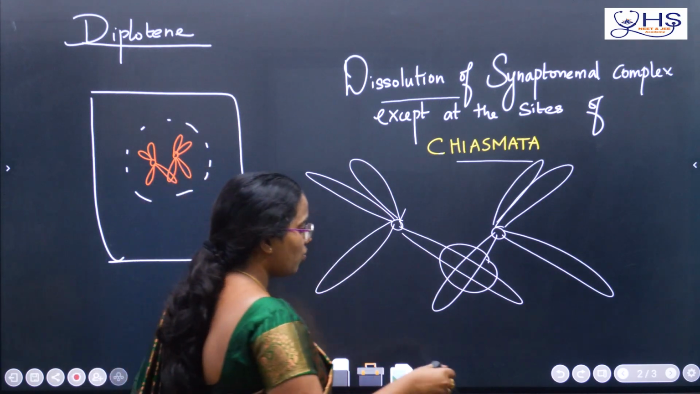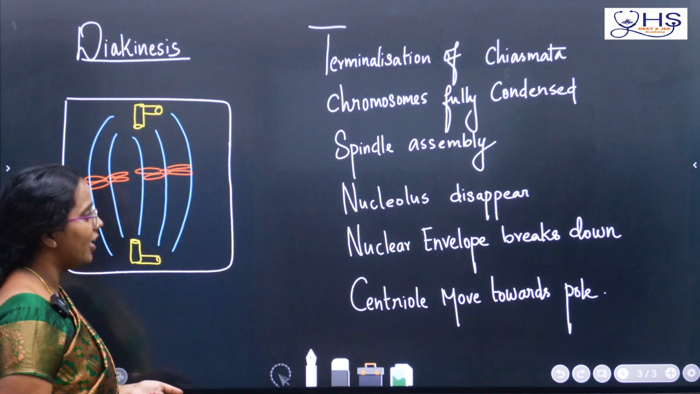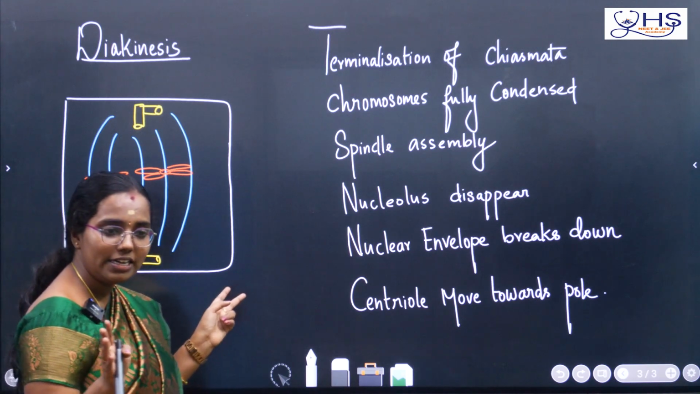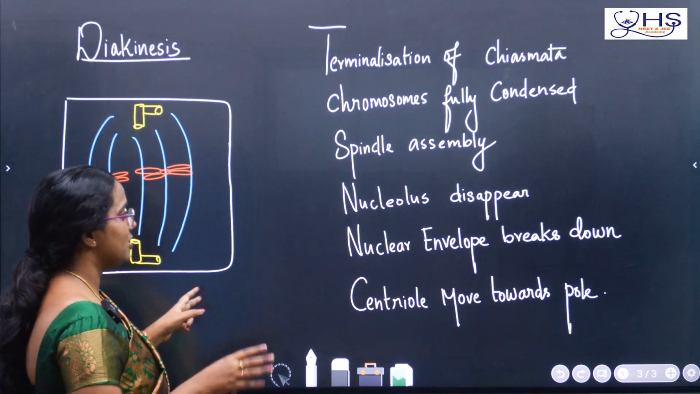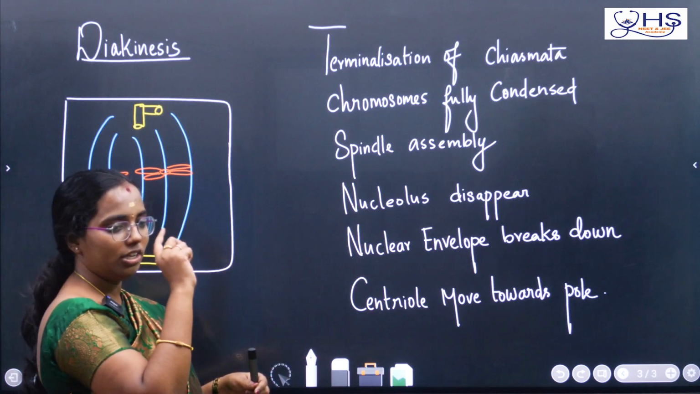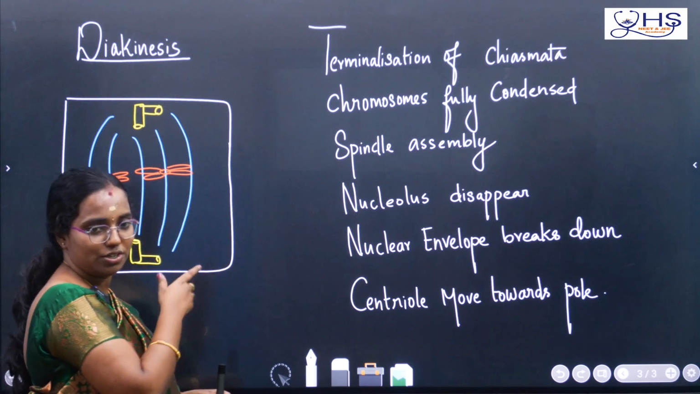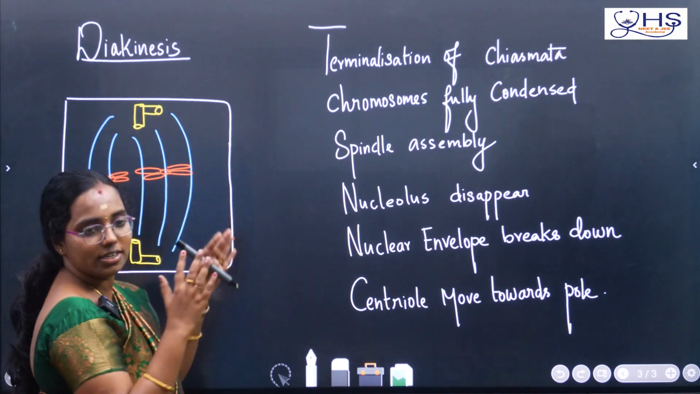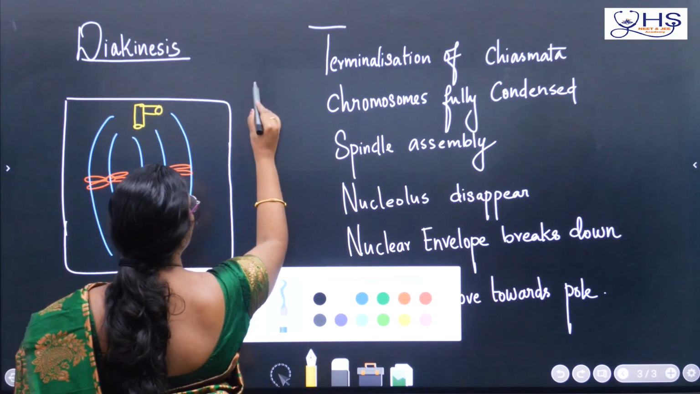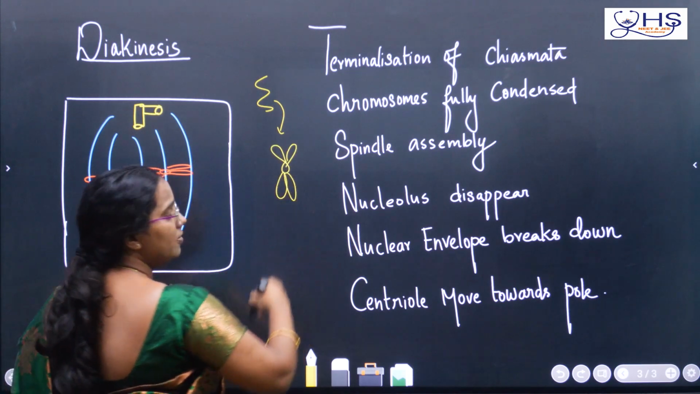Okay, now next what will happen? Next the process is going to end. So terminalization of chiasmata. So chiasmata also completely dissolve. Terminalized means end, and chromosomes are fully condensed, meaning now you get the perfect chromosome structure. Previously I have drawn chromosome structure, but it is not like that. Now only you get fully condensed chromosomes, meaning from the chromatin you are getting fully condensed chromosomes.